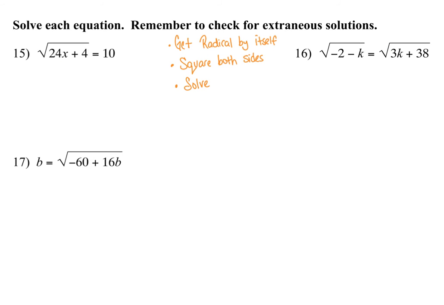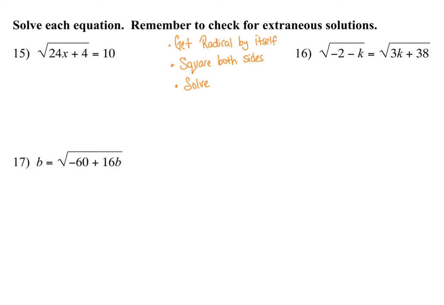Radical equations, your goal is to, as always, solve for the variable. With radical equations, you want the radical by itself, and then you're going to square it to get rid of the radical, and then you're going to solve for x, whatever method you need to solve for x. So you could have ones like 15 where you have the radical and a number, 16, two radicals equal to each other, or 17 where you have a variable and a radical.